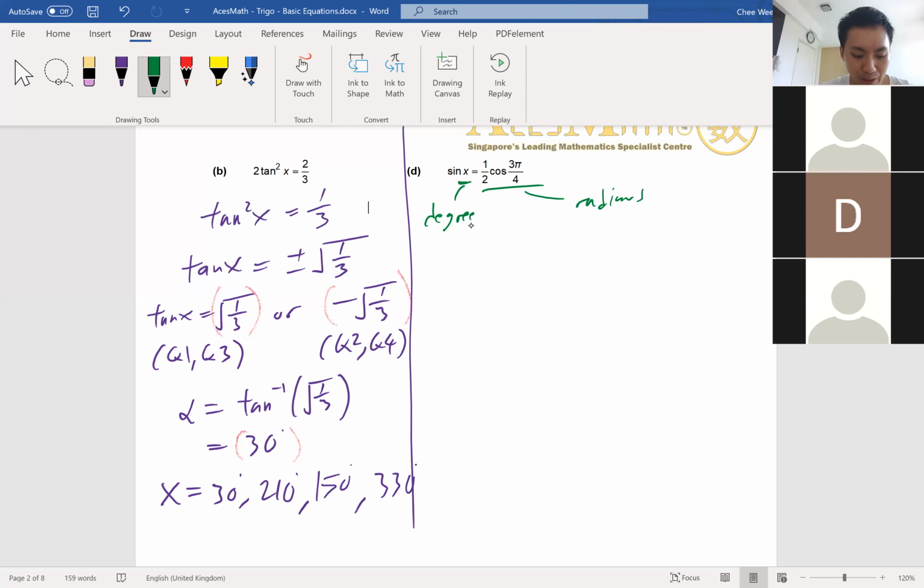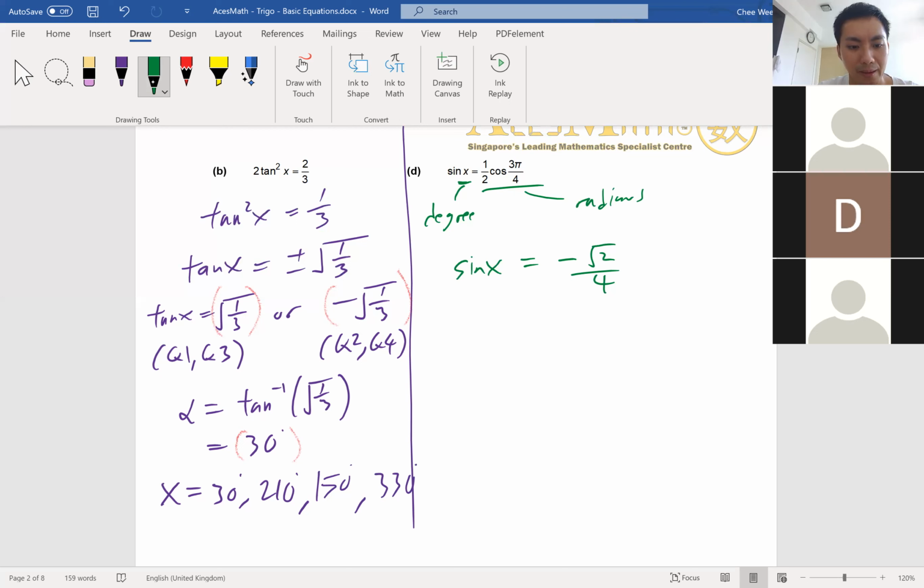Okay, so to evaluate the right hand side effectively, you need to convert your calculator to radian mode first, and evaluate accordingly. So 0.5 cosine 3 pi over 4. What I have here based on my calculator is sine x is actually minus square root 2 over 4. Okay, so please make sure that you did this properly under radian mode, and you get the same answer as me first.